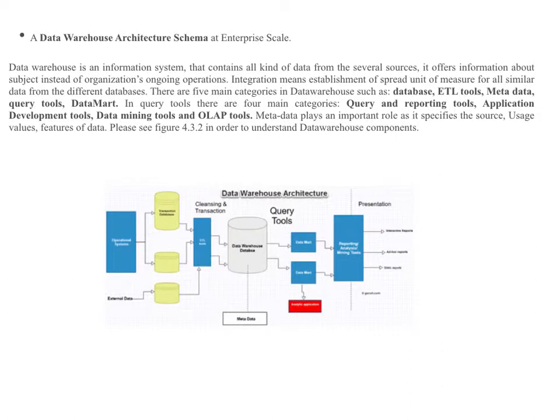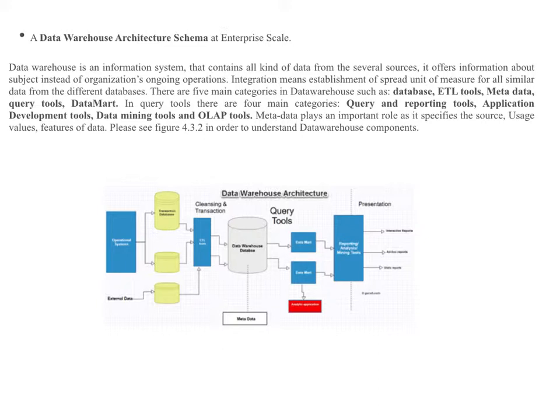Now let's move to the data warehouse architecture schema at enterprise scale. A data warehouse is an information system that contains all kinds of data from several sources. It offers information about subjects instead of information on ongoing operations. Integration means establishment of a single unit of measure for all similar data from different databases.